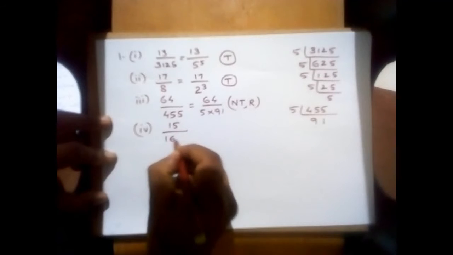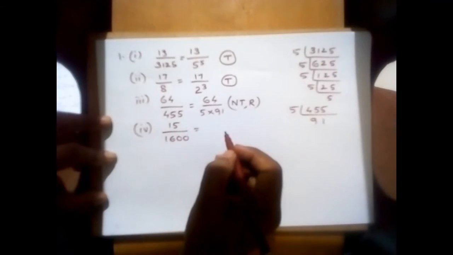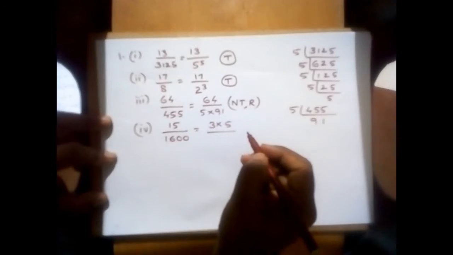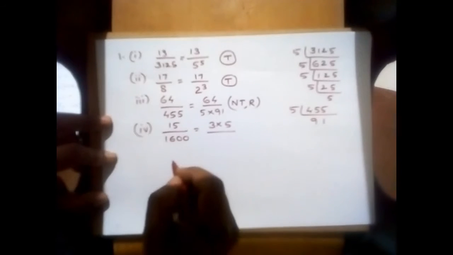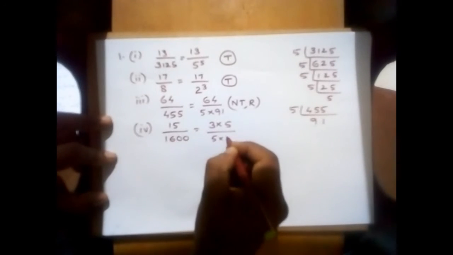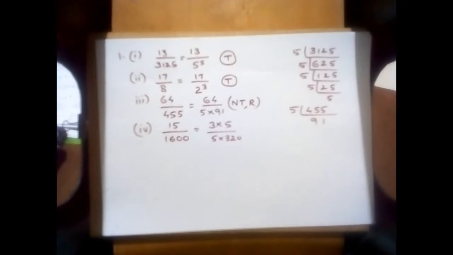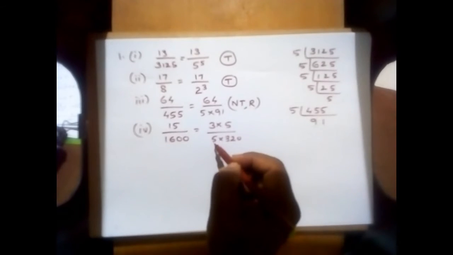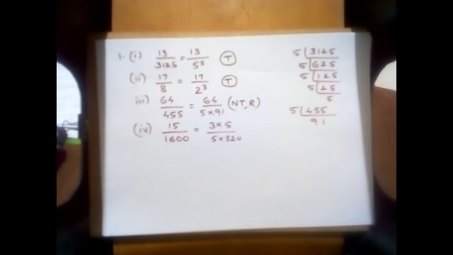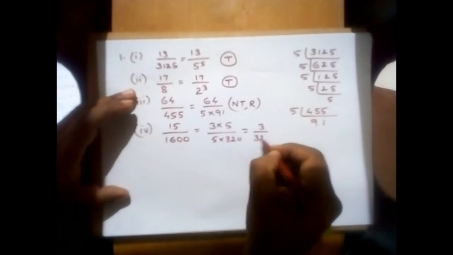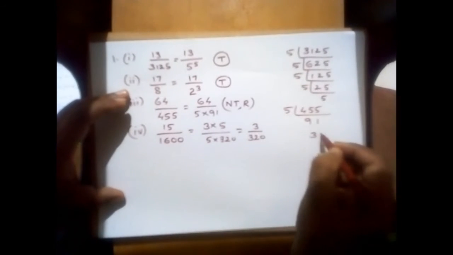So 15 divided by 1600 is equal to 3 into 5 divided by 1600, which can be written as 5 into 320. Why am I writing 5 into 320? Because I have a 5 in the numerator, so I have to cancel it. I have to reduce this to lowest form before concluding. So this is equal to 3 divided by 320.